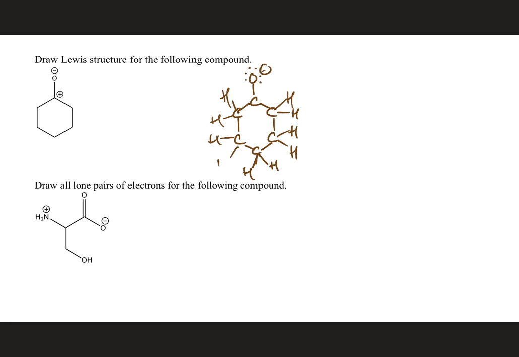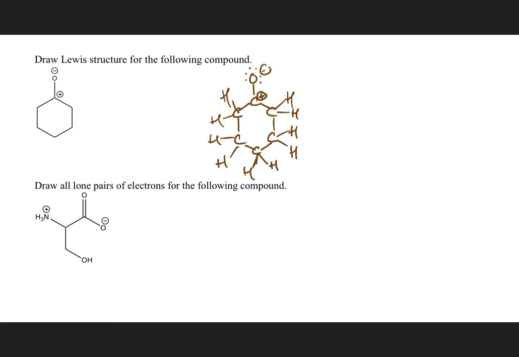Make sure every carbon has 4 bonds, every oxygen 2 bonds if it's neutral, every nitrogen 3 bonds if it's neutral. An oxygen that's negatively charged will have 1 bond. A nitrogen that's negatively charged will have 2 bonds. Sorry. An oxygen that's positively charged will have 3 bonds. A nitrogen that's positively charged will have 4 bonds. And then a carbon that's negative will have 3 bonds and a lone pair. A carbon that's positively charged will have 3 bonds and no lone pair. And that's what we get right there.